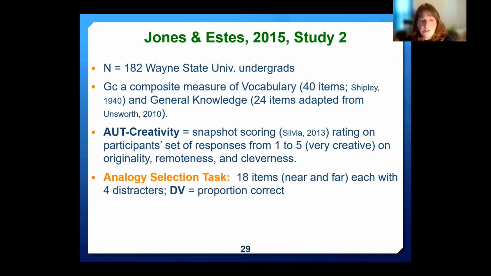And then the analogy selection task consisted of 18 items, half of them near, half of them far, each with 4 distractors, so 5 answer choices. And the dependent measure was proportion correct.